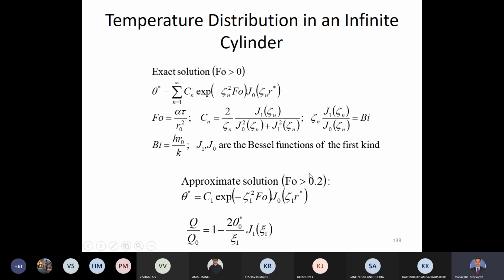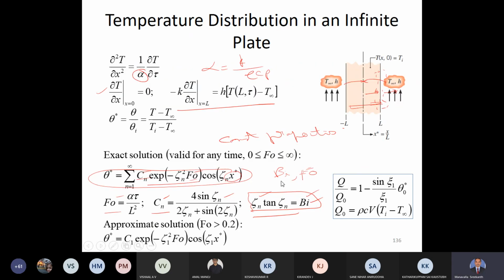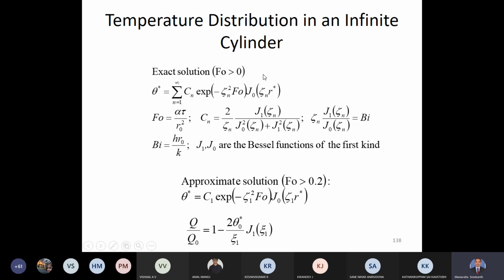And if you solve for this using the analytical solution, this is the exact solution. This is, you see, for Fourier greater than 1. This is another condition also. Here also, for Fourier between 0 and infinity, valid for any time. Likewise, here Fourier greater than 0. So for this, that means for any time, this equation can be applied.